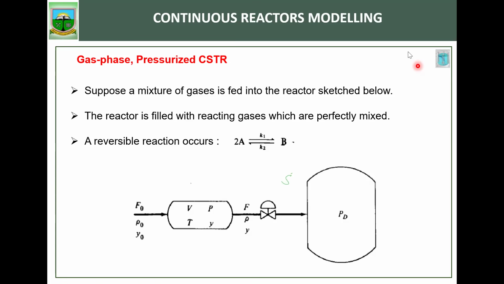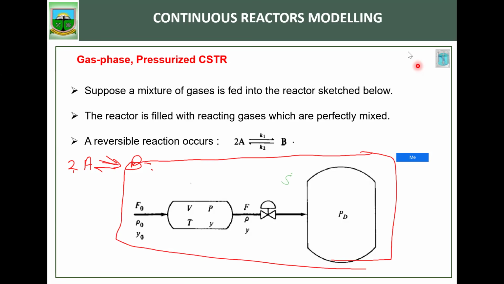So we are assuming that you have A, and A will react to form B, but it's a reversible reaction. So A can form B, B can form back to A. We want to see how to model this kind of reactor. Now, this is a perfect example of that. You see here again that there's a valve here. So this valve will control the amount of this F. This valve here controls the amount of F.